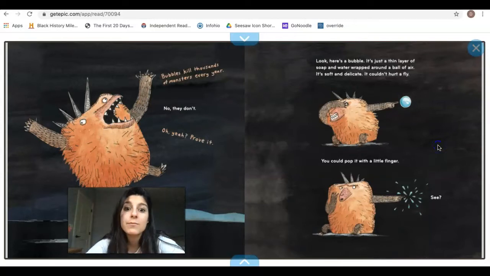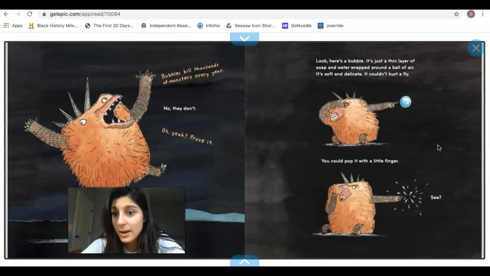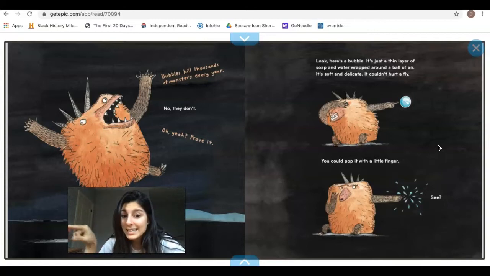Bubbles kill thousands of monsters every year. No, they don't. Oh yeah? Prove it. Look, here's a bubble. It's just a thin layer of soap and water wrapped around a ball of air. It's soft and delicate. It couldn't hurt a fly. You could pop it with a little finger. See?